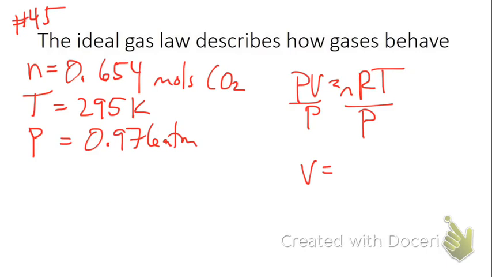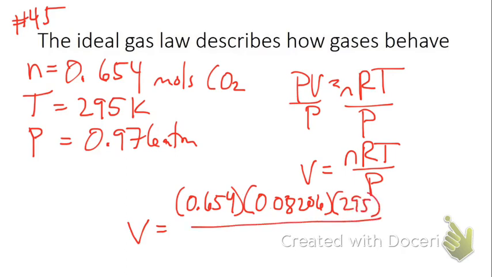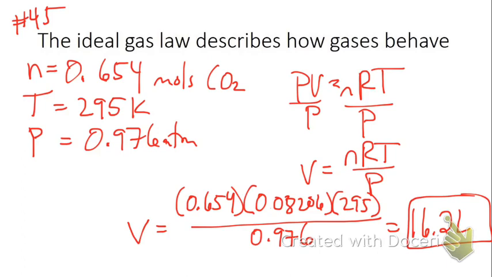So again, if you want to plug in the numbers and solve it with the numbers in it, go ahead. But if you want to solve it like this, you can also do that as well. So we know the volume is equal to 0.654 times the gas constant times the Kelvin divided by the pressure. And when we do all of this, we find that the volume of the balloon is 16.2 liters. And that would be our final answer.